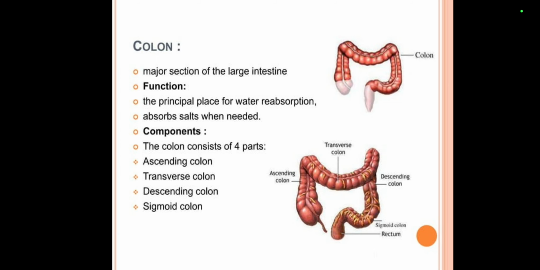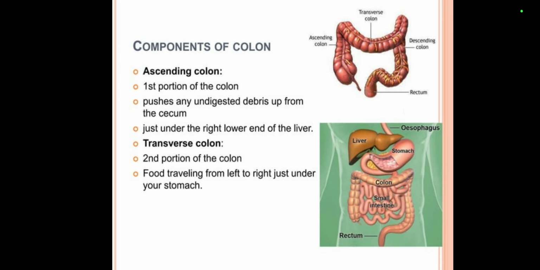So now let's move forward to another part of the large intestine, which is the colon. The major section of the large intestine is the colon, whose major function is water reabsorption and to absorb salt when it is needed. When we say reabsorption, after the water is absorbed in the small intestine, it will continue to the large intestine by means of the colon. These are the components of the colon. The colon consists of 4 parts: ascending, transverse, descending, and sigmoid. So let's discuss it one by one.